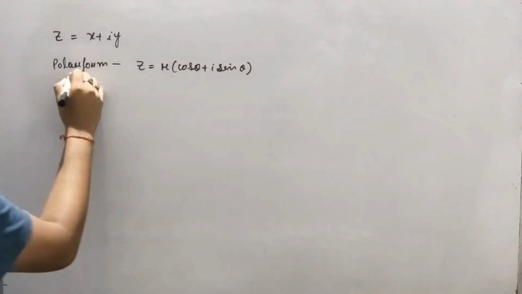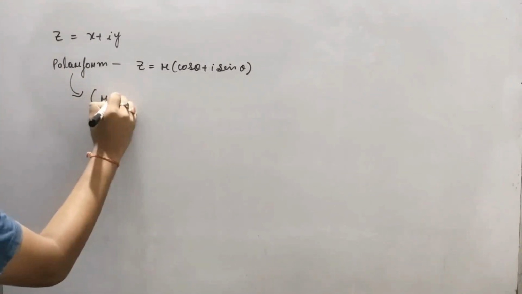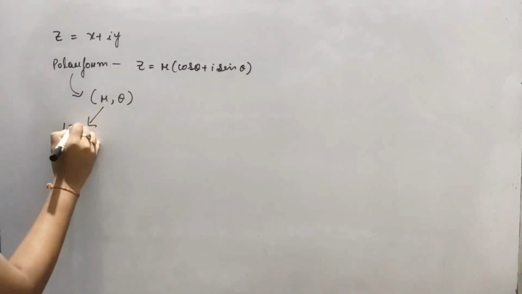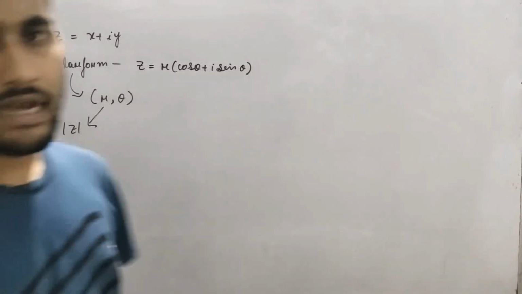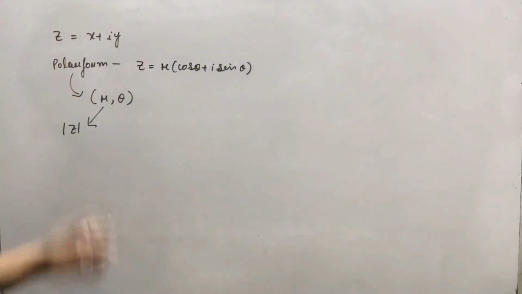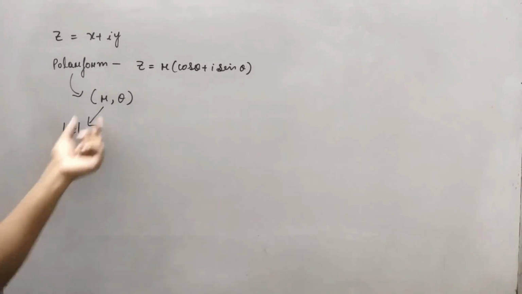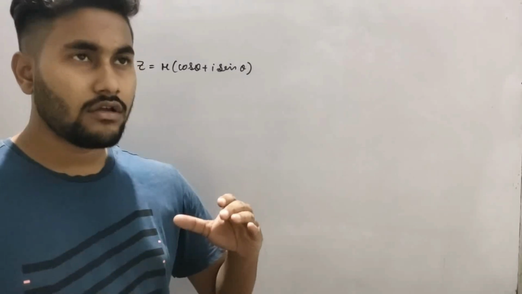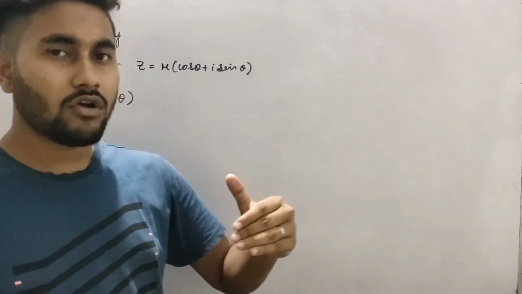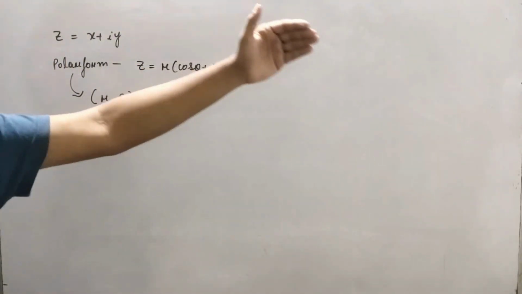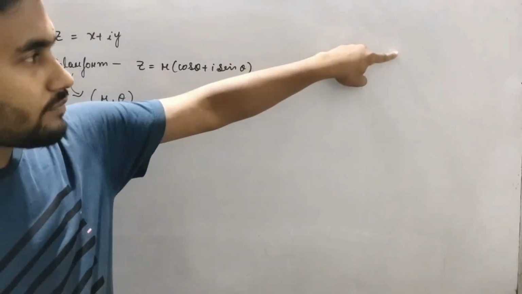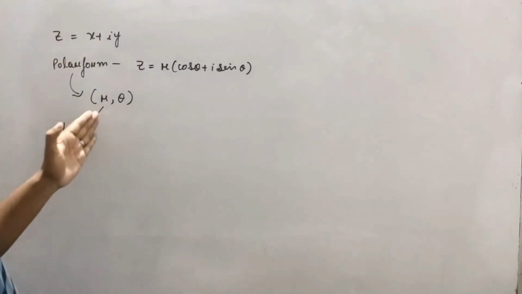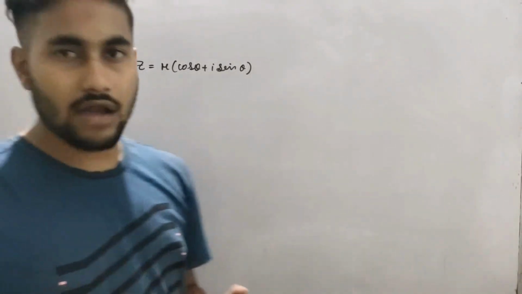So what is polar form? Representation in the form of r and theta, where r is nothing but the modulus of z, that we have discussed in our previous exercise. What is the modulus of z? It is nothing but the distance of that complex number from the origin. If you represent a complex number in the Argand plane, the distance from that point to the origin is the modulus of z, which we represent as r.